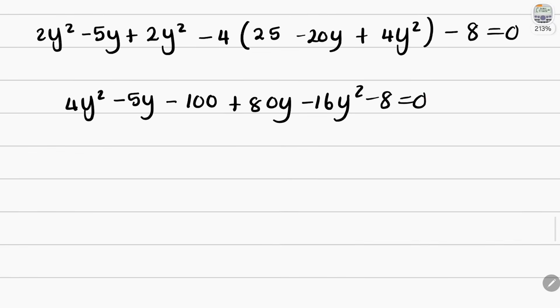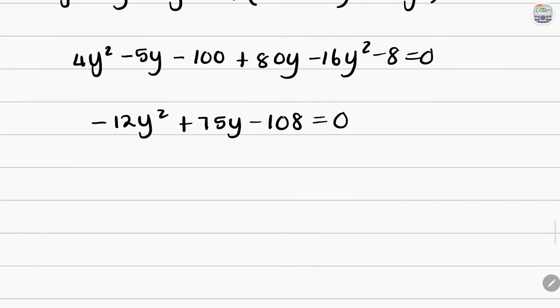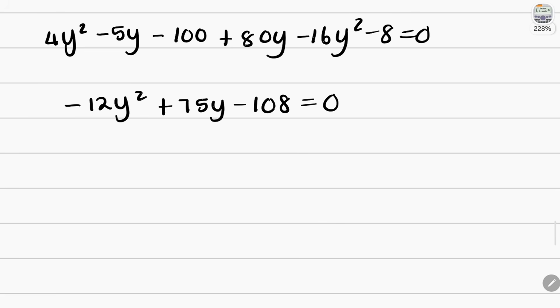Just like terms together, really. Okay, so 4y squared minus 16y squared is negative 12y squared. And then these two together, that's 80 minus 5, which is 75. So positive 75y, and negative 100 and minus 8, which is negative 108, is equal to 0. Okay, not your prettiest looking equation, but you see that we have these values, negative 12, 75, and 108.